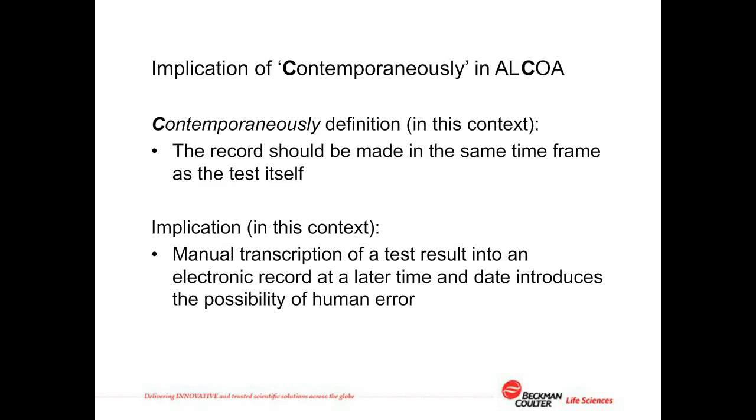Just for those of you who, like me, wondered what contemporaneously meant in this context, the dictionary definition is that the record should be made in the same time frame as the test itself. So what they're saying is that it's best practice to actually generate the electronic record of the test data for quality control at the time that the test is done. And they're suggesting that manual transcription of a test result from a paper-based record into an electronic record at a later time and date introduces the possibility of human error. Any manual transcription, of course, introduces that possibility.